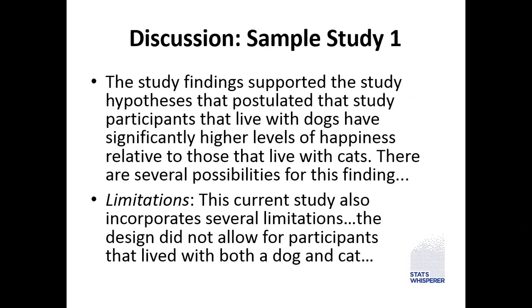And then you get into the discussion. There are several possibilities for this finding, and so on. And the limitation section, for any study, practically, you can think of a good number of limitations. So my recommendation is just present the most salient ones. Okay, so the current study also incorporates several limitations. For example, the design did not allow for participants that lived with both a dog and a cat. It's a significant limitation. It's cutting out a whole part of the population there.